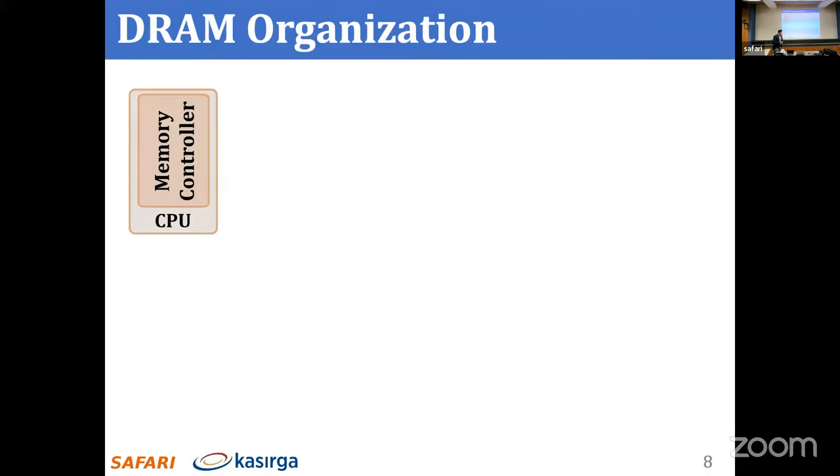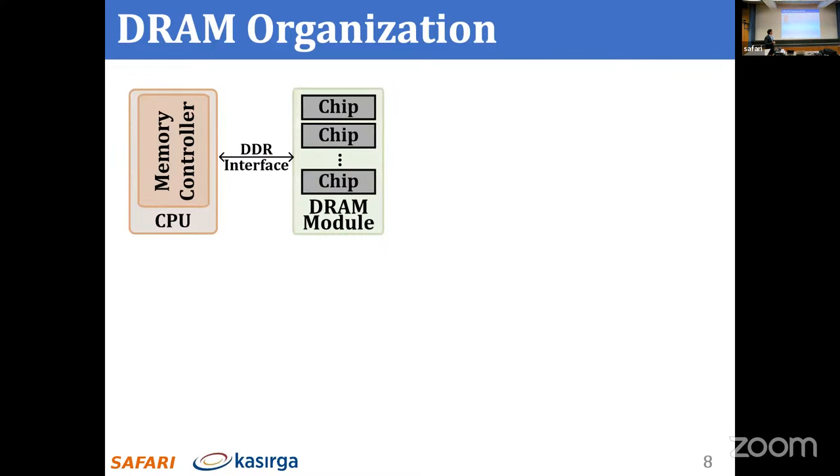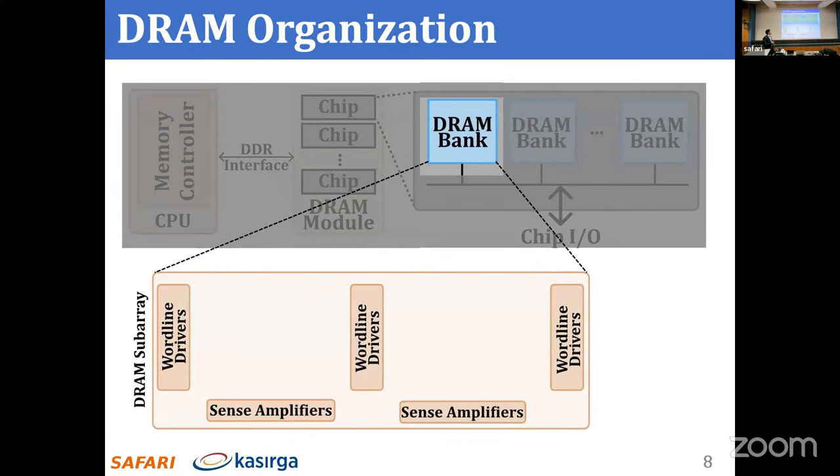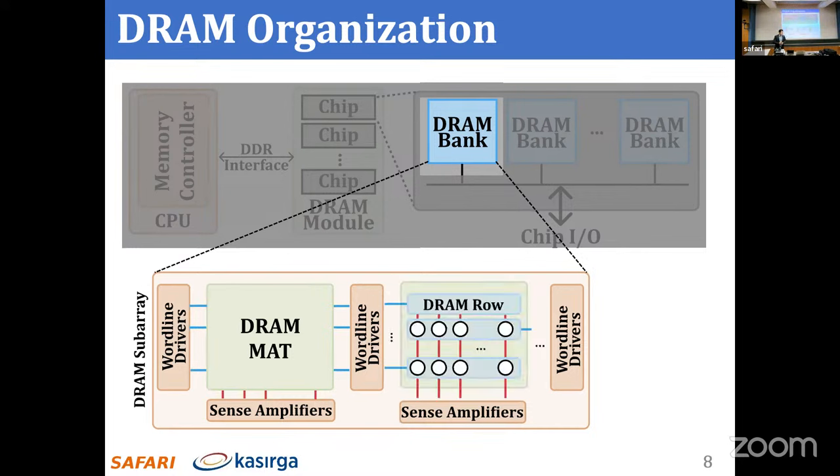Okay, now I'll quickly go over DRAM background. I think you already know a bit about these things. So the only thing I want to focus on here is this subarray picture. We have word line drivers and sense amplifiers inside the subarray. And the key here is we have DRAM mats. A DRAM mat contains the DRAM rows and columns. And you see that inside the DRAM mat, cells are laid out onto a two-dimensional array.